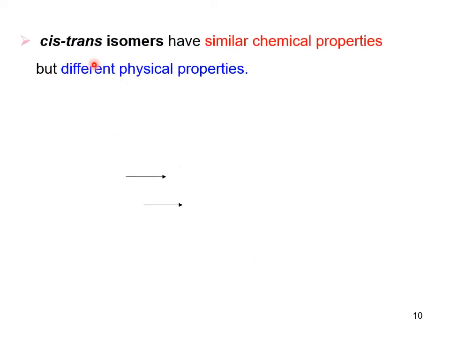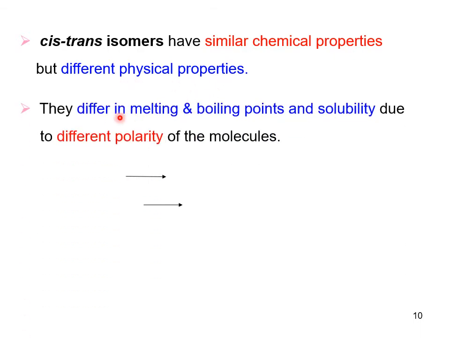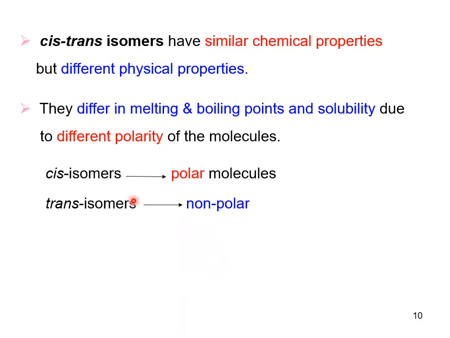Next, cis-trans isomers have similar chemical properties but different physical properties. They differ in melting and boiling point and solubility due to the different polarity of the molecule. The cis isomer is a polar molecule, but the trans isomer is non-polar because the dipole moments can cancel off. That's why this is a non-polar molecule.